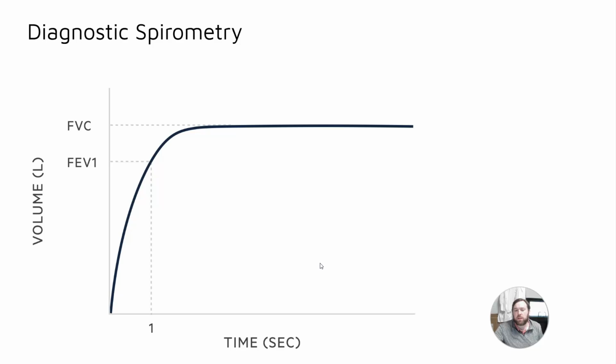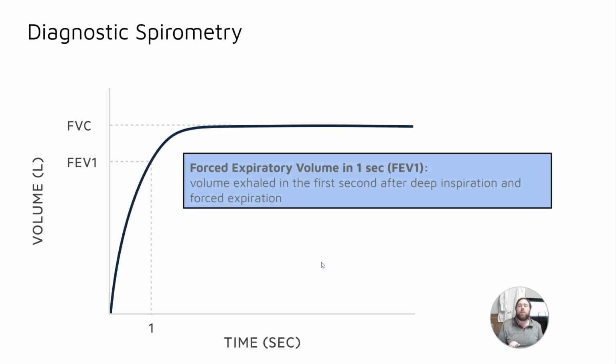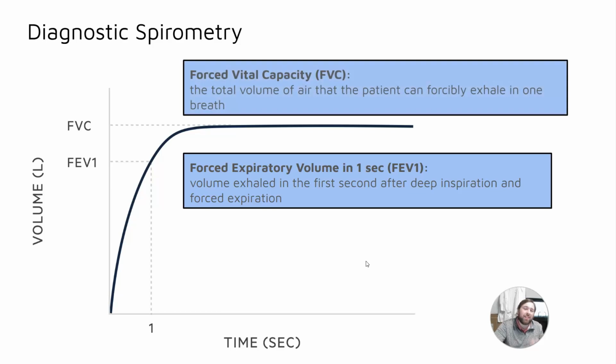This will tell us two things. One, it will tell us the forced expiratory volume in 1 second, the volume of air that is exhaled in just that first second of that big exhalation after that deep inspiration. And it'll also tell us the forced vital capacity. That's the total volume of air that the patient can forcibly exhale in one breath completely. It is pretty much the same as the vital capacity itself, but this time I'm forcing the patient to do it as quickly as they can, which may make the value a little bit different.